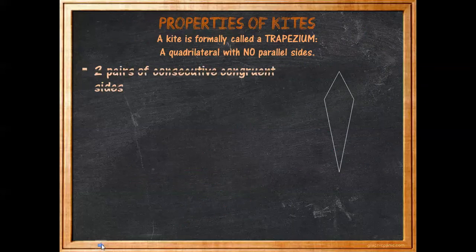Properties of a kite. A kite is formally called a trapezium. It's a quadrilateral with no parallel sides. It has two pairs of consecutive congruent sides. Consecutive meaning one right after the other. So this side is congruent to this side, and then this side is congruent to this side right here.